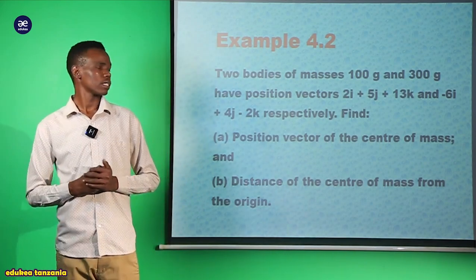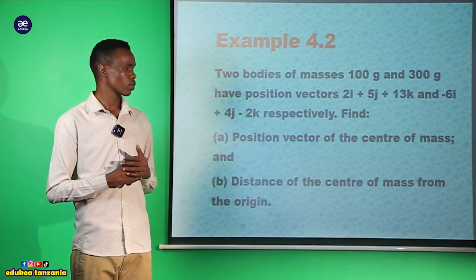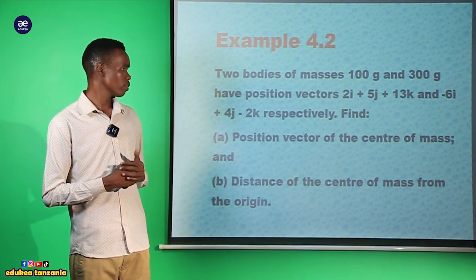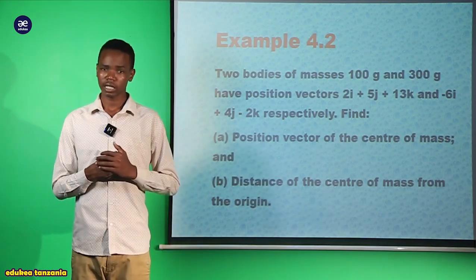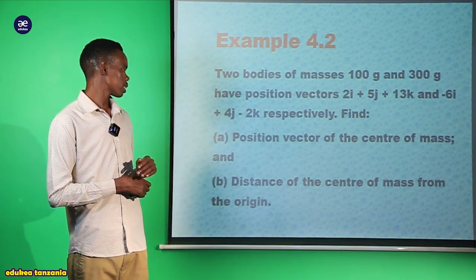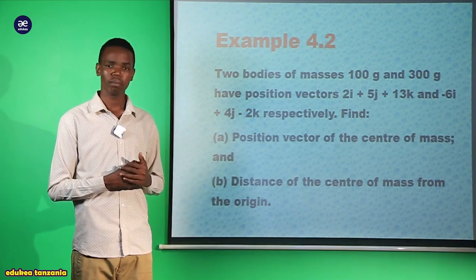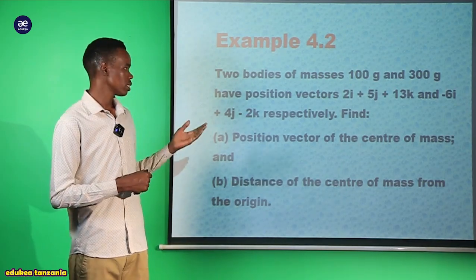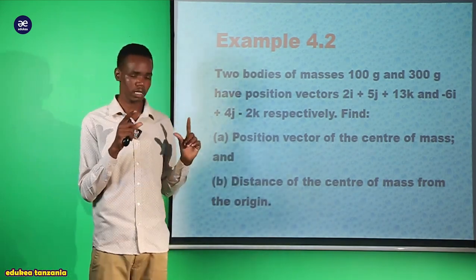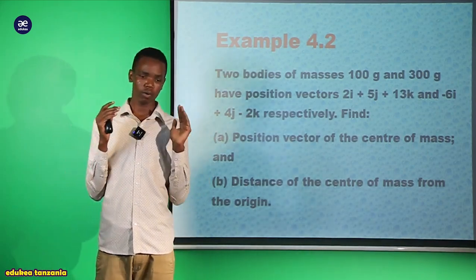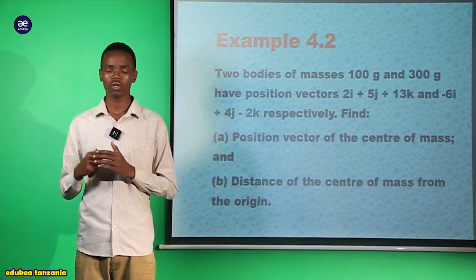So our example says that two particles of mass 100 gram and 300 gram have the position vectors 2i plus 5j plus 13k and -6i plus 4j, then we minus it by 2k. This is what we have been given in our equations. We have the two masses, we have the particles, and the body involves the particles. It contains particle 1 and also particle 2.